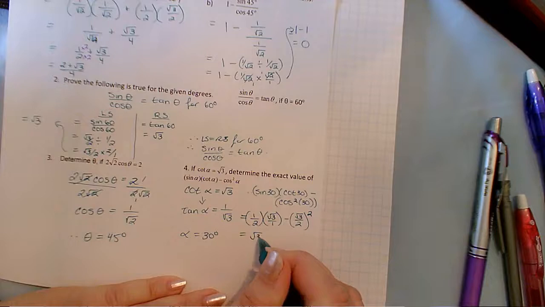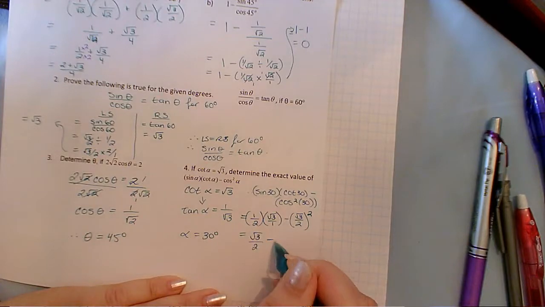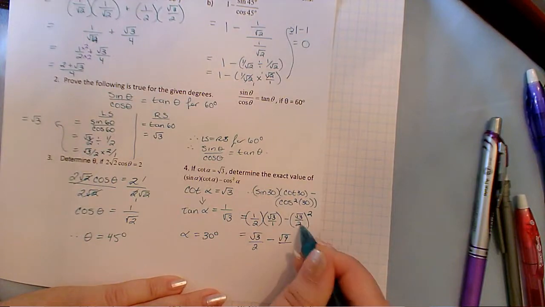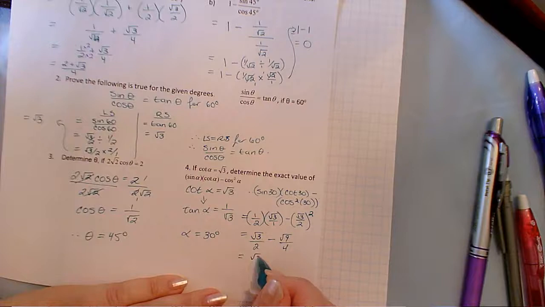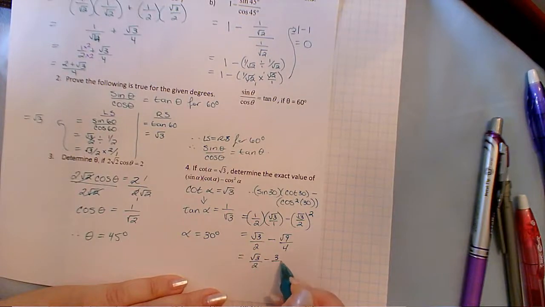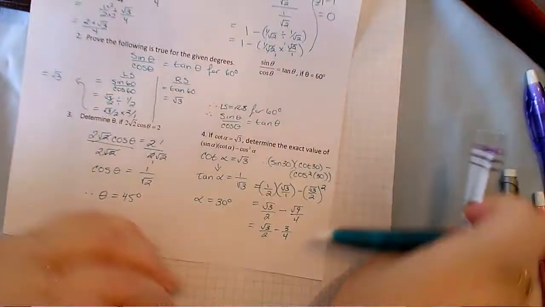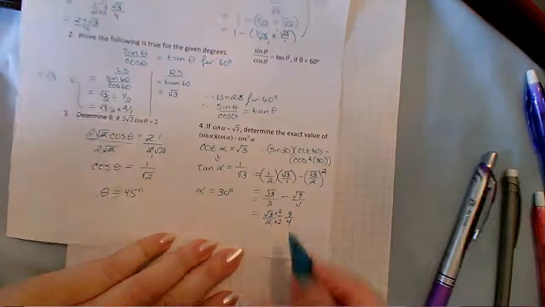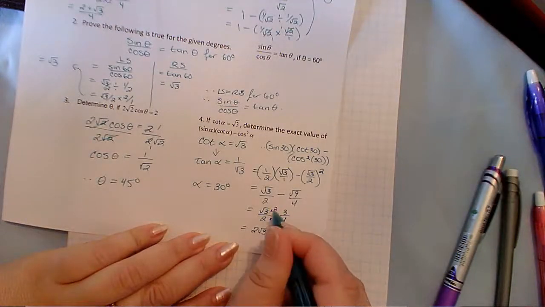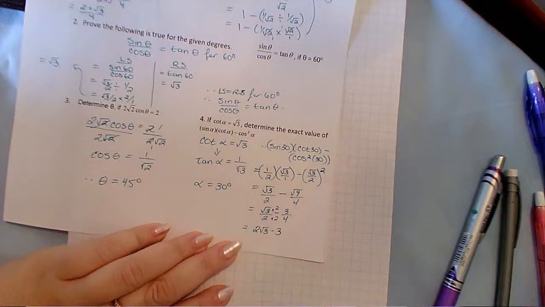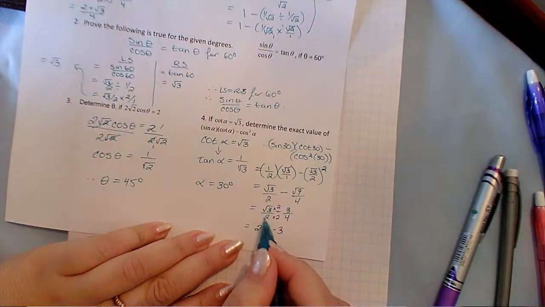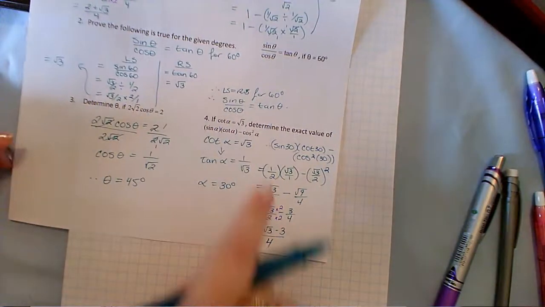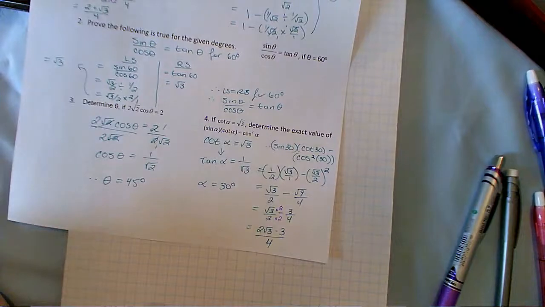Top times top, bottom times bottom. So root 3 over 2. Take away root 3 times root 3. I'll show all my work, but most of you will just write a 3 on top. And 2 times 2. So this is root 3 over 2 minus 3/4. Again, since we're subtracting fractions, we need a common denominator, times 2 times 2. So this is 2 root 3 minus 3. They don't go together because they're not like terms, over a single 4. So this is the exact value of this expression after we figured out that the alpha must have been 30 degrees.